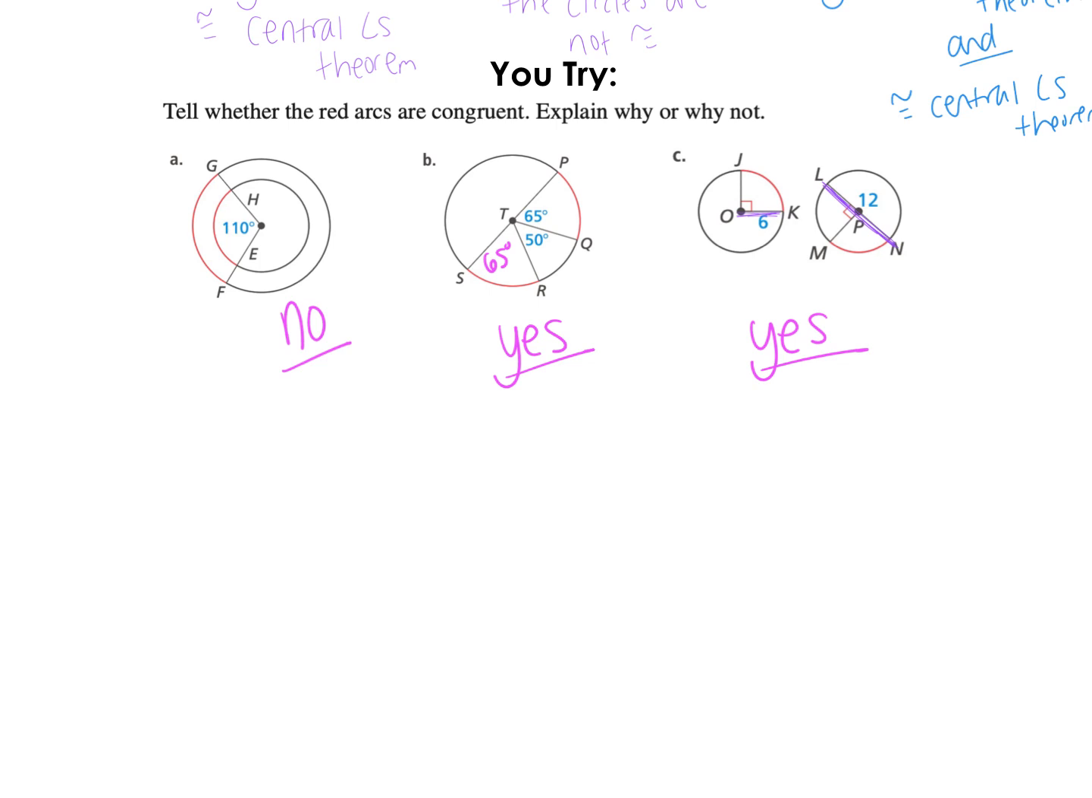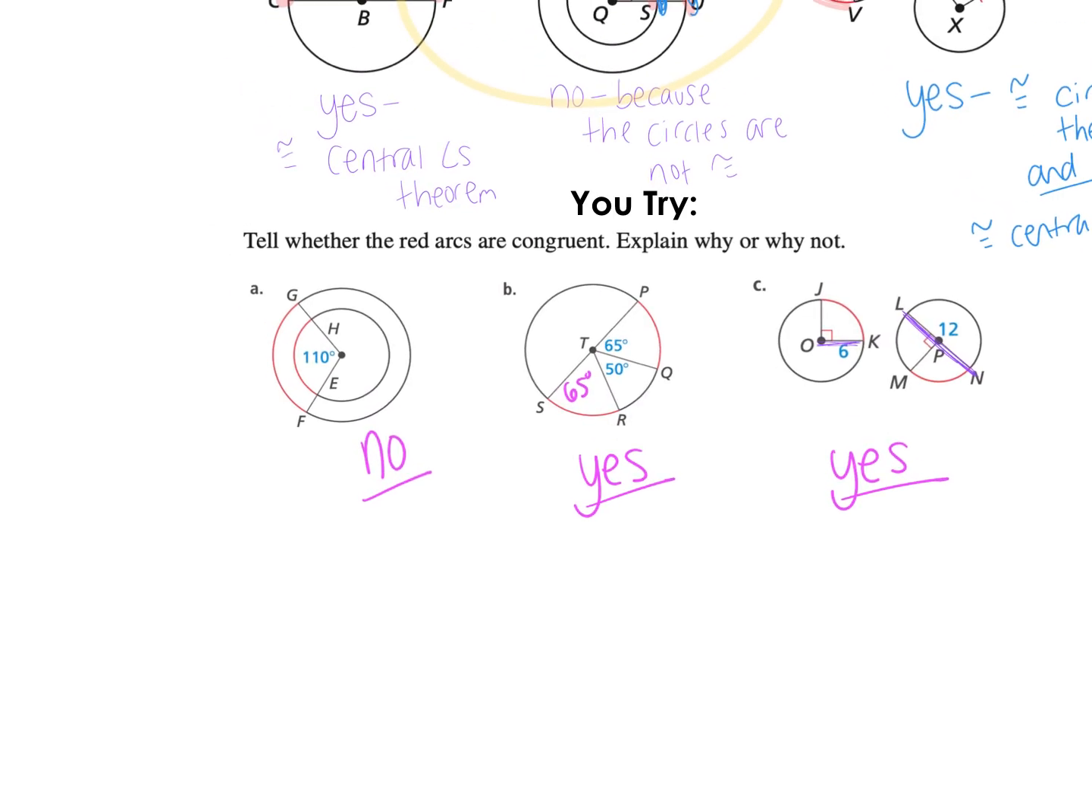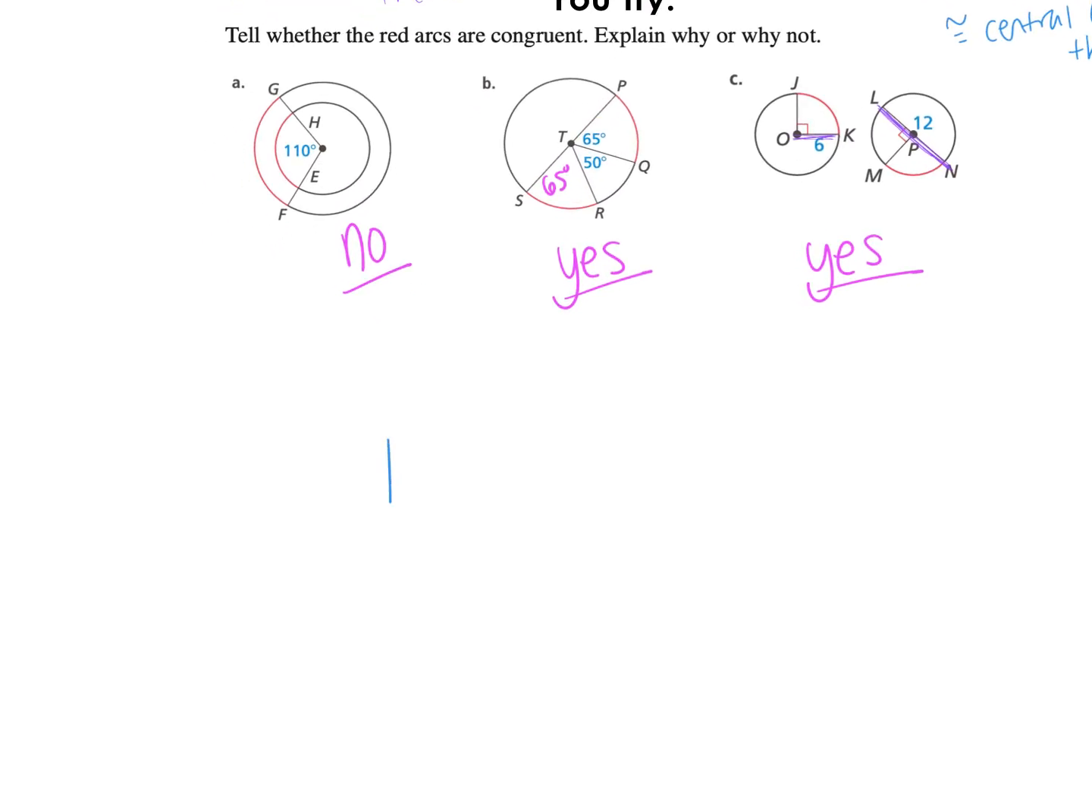I'm trying to find it for you, but I finally found it. It's on page 542 in the book. And I want you to do 4 through 28, just the even numbers, and then 31 and 36.